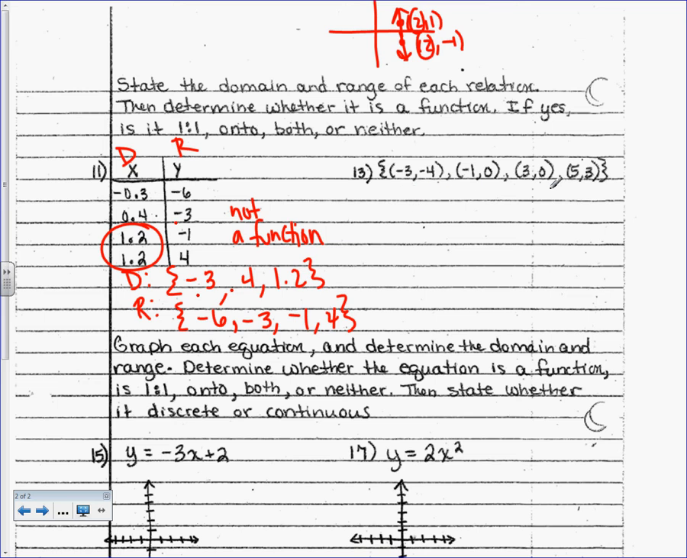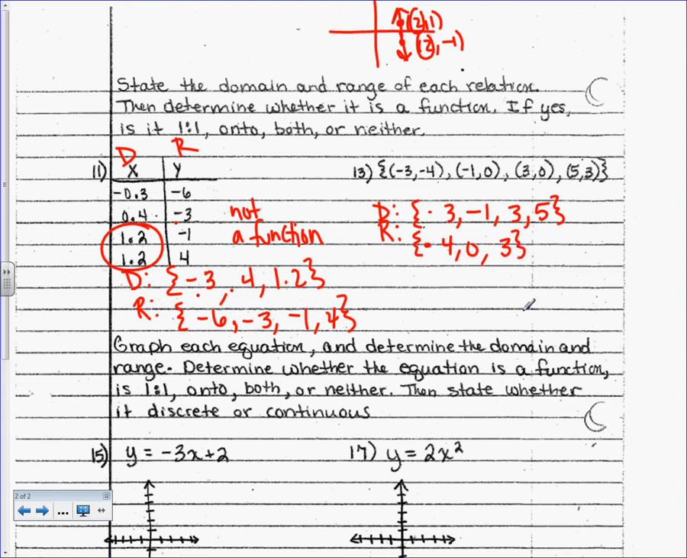On 13, take a minute, look it over. These are a few ordered pairs. You figure out what you think domain and range are, and then we'll go from there. The domain is all the x's, the -3, -1, 3, and 5. And the range is all the y's, so -4, 0, and 3.